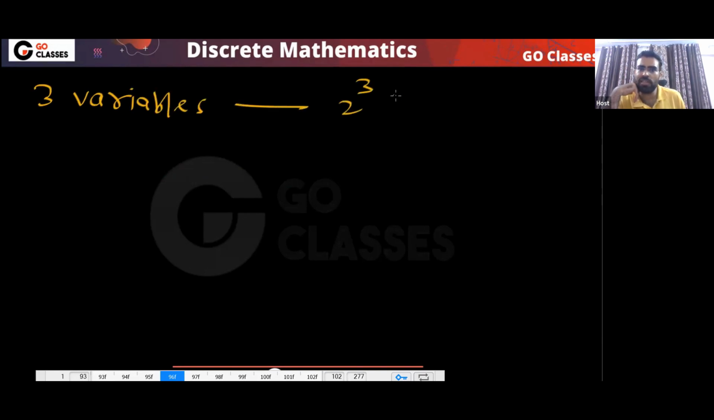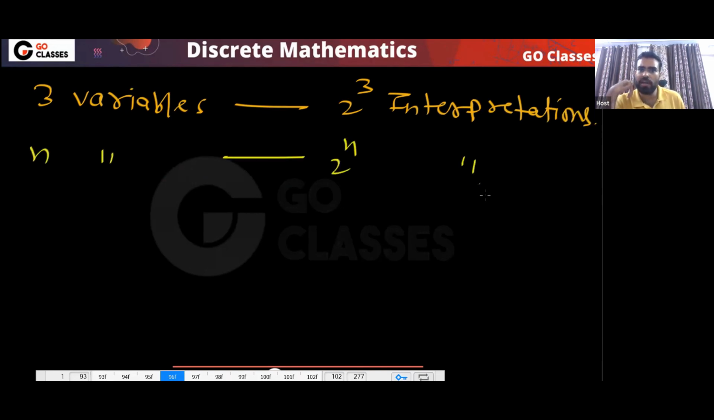So let's assume you have a system with 3 variables. How many interpretations will there be? For 3 variables there will be 2 power 3 interpretations. So this is the idea: if you have n variables, then there will be 2 power n interpretations.